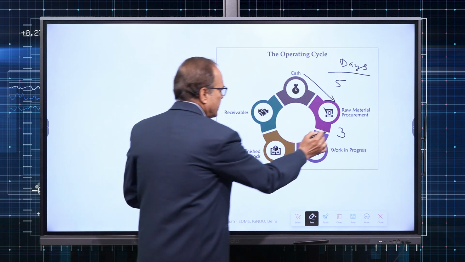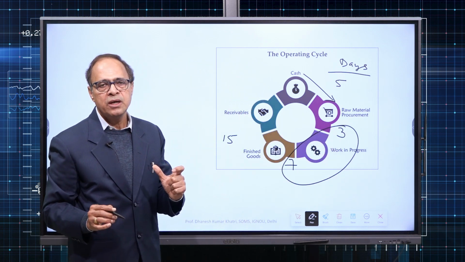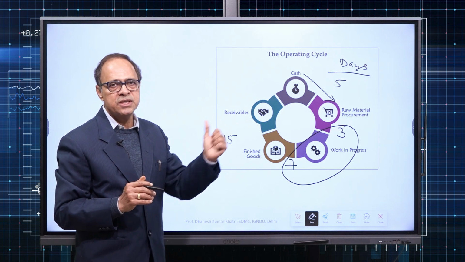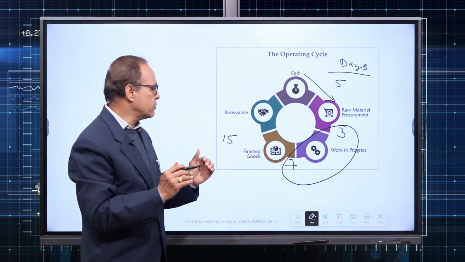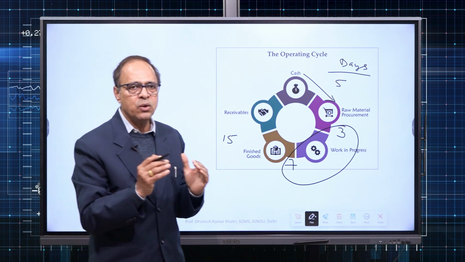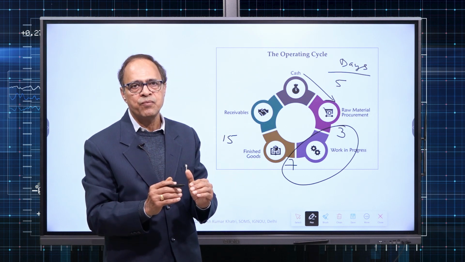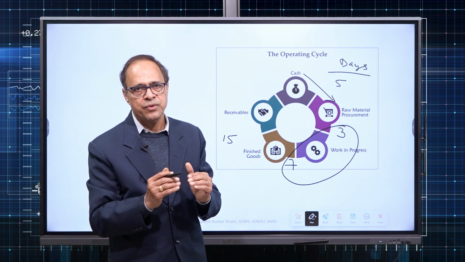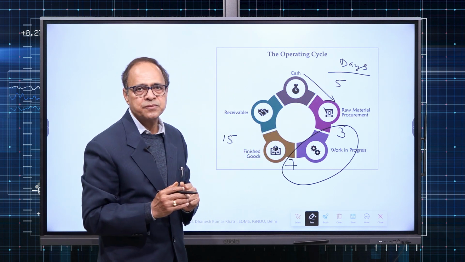So, this 10 days was the days to convert it, but I am again holding equal to 15 days of finished goods before these are sold out. So, on an average I will be holding inventory equal to 15 days of finished goods. The meaning of inventory holding period is that on an average equal to how many days of inventory we keep in our store, in our warehouse, whether it may be raw material, semi-finished goods or finished goods.